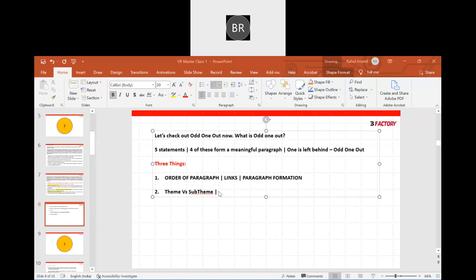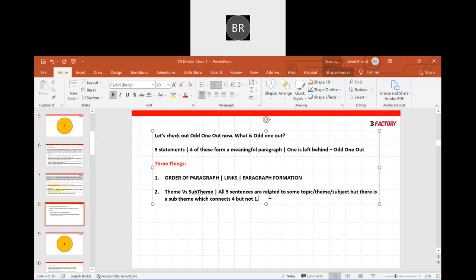Okay. So theme versus sub-theme means that all five sentences are related to some topic, some theme or subject. But there is a sub-theme which connects four but not one. This is one way of approaching the topic.